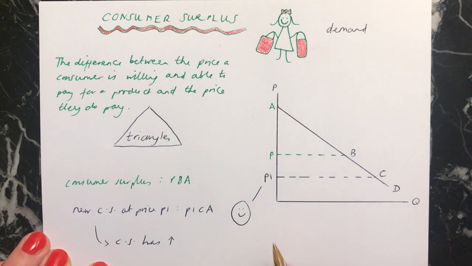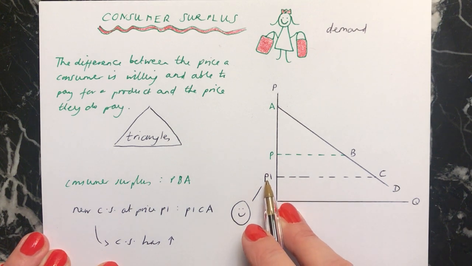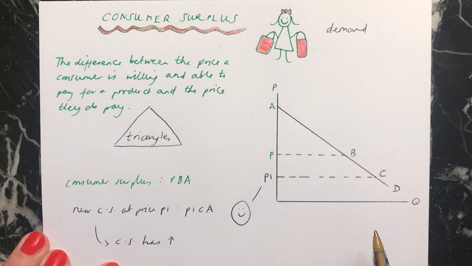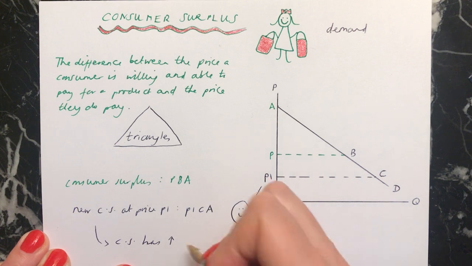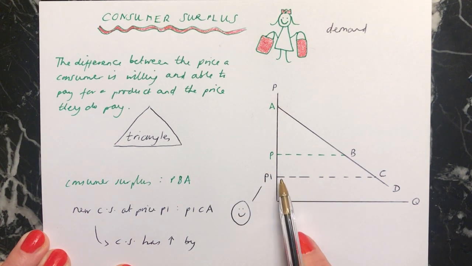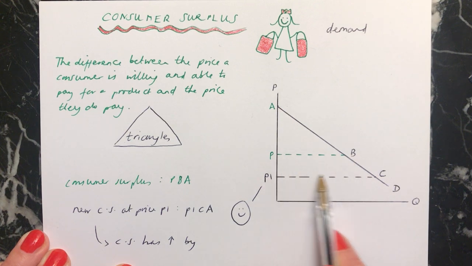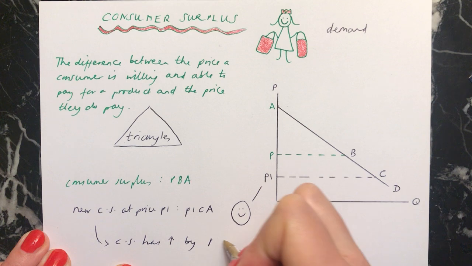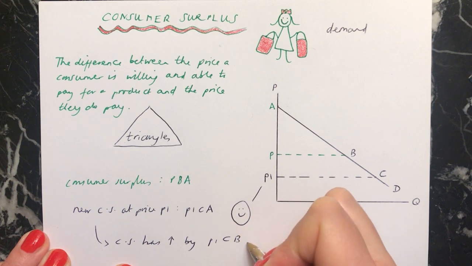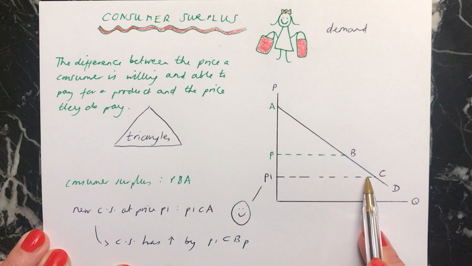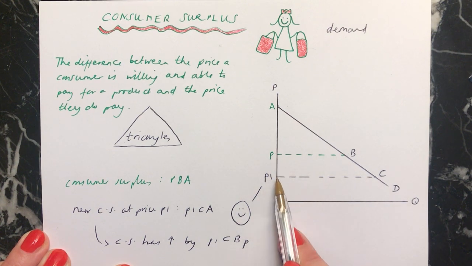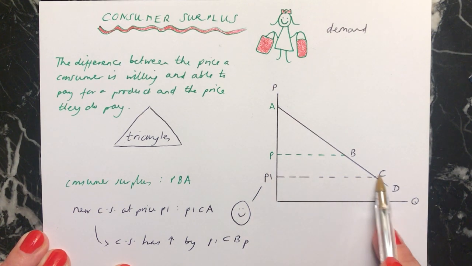And this makes sense because the person is now paying a lower price. And in an exam question, they might ask you for what the old consumer surplus was, the new consumer surplus, or they might ask you for the change in the consumer surplus. And in this case, consumer surplus has increased by, the area it's got bigger by is P1CBP. It's grown by this much. And you can talk about these in any order. You could start at P, then P1, it doesn't matter, as long as you describe this shape here.